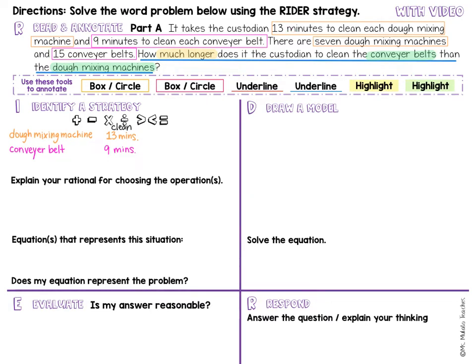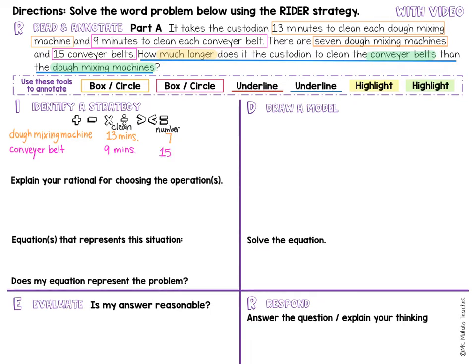What else do we know about the dough mixing machine? We know that there are 7 dough mixing machines. And you may notice that in black I wrote clean because this is how long it took them to clean, and then I wrote number here for how many of each machine there are. So we know, what's the number of conveyor belts? There are 15 conveyor belts.